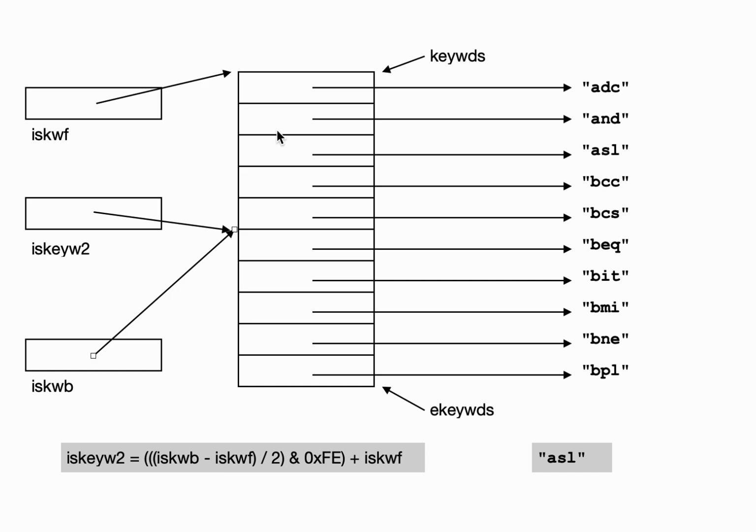And here we have 1, 2, 3, 4, 5 entries. That's 10 bytes. So this is 10 divided by 2 is 5. And now this comes into play. 5 has a low bit of 1, so this will clear that off and make it a 4. So isKWF plus 4? That would be 2, 4 right here. So that means this is now going to point here. That means it's pointing to the entry which says ASL.